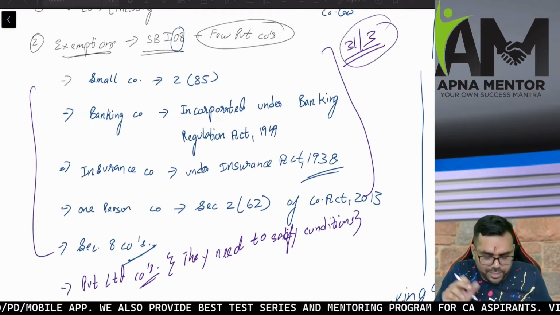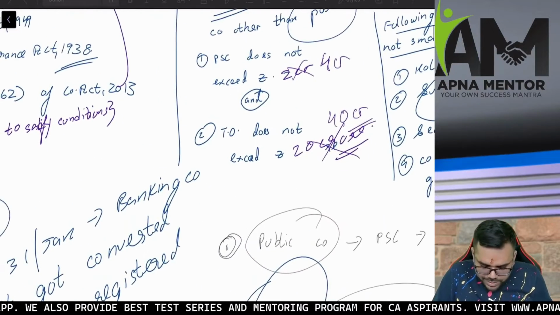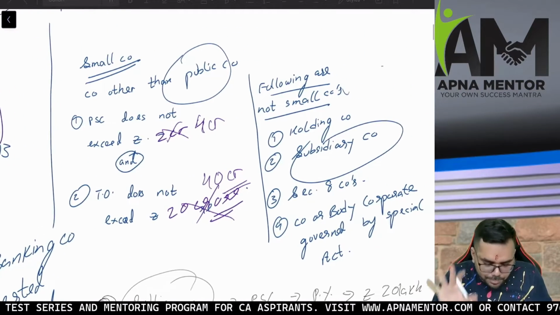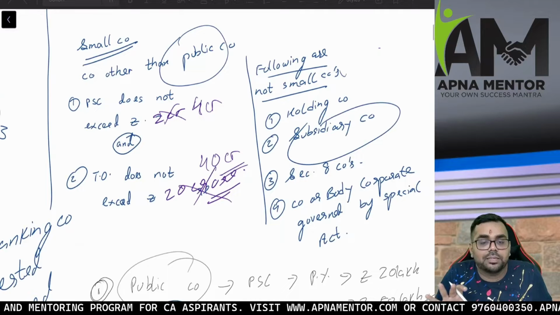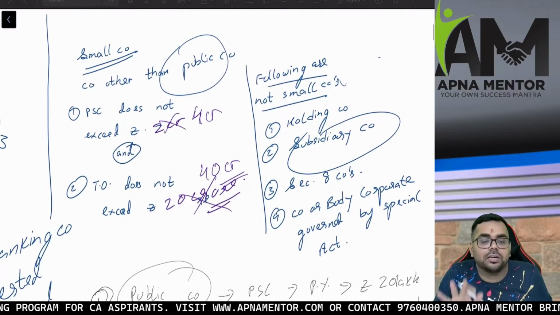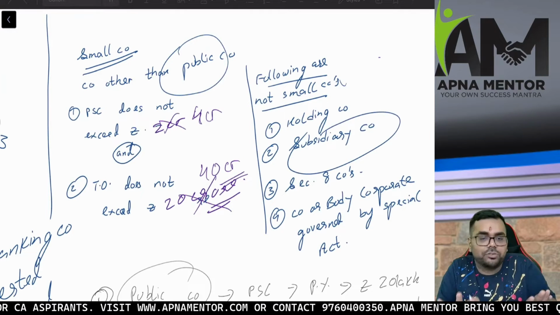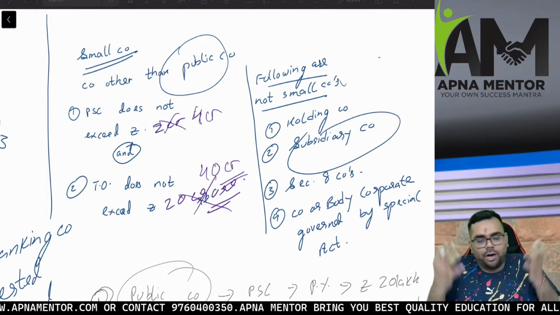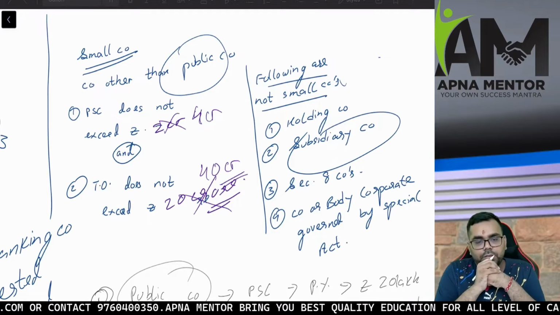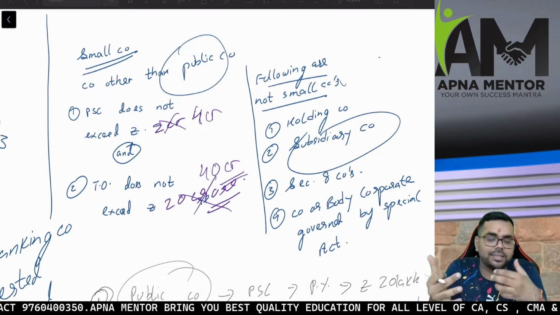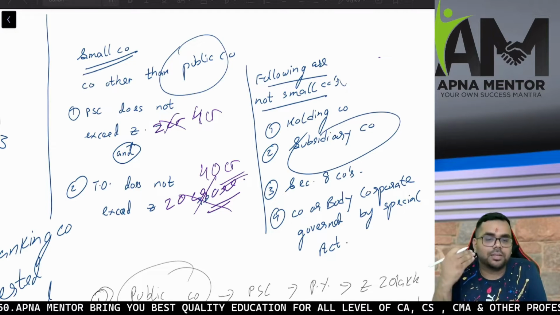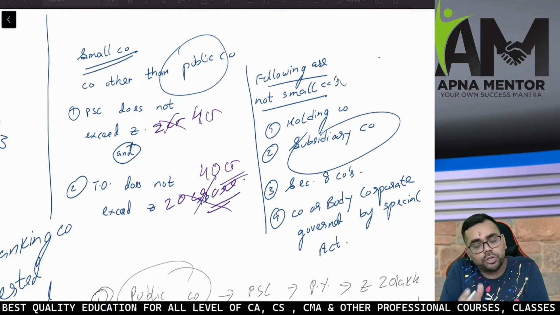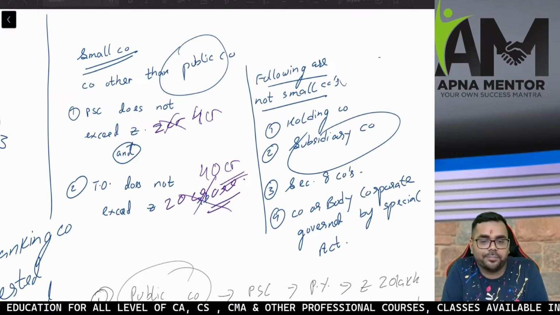Small company is defined under section 2 clause 85. If we go inside the definition, a small company means a company other than a public company where the paid up share capital does not exceed 4 CR and the turnover does not exceed 40 CR. So small company means a company which is not a public company. It's very general, it's very logical. How can a public company be a small company? So these are the 2 cumulative conditions that we need to satisfy.